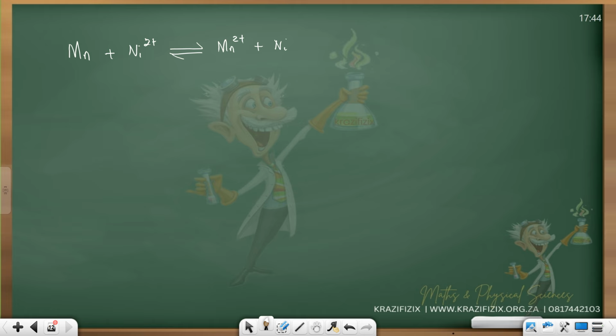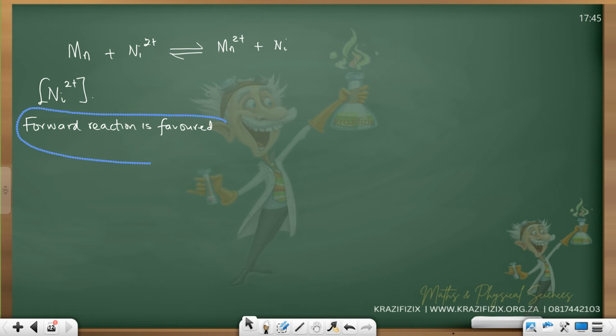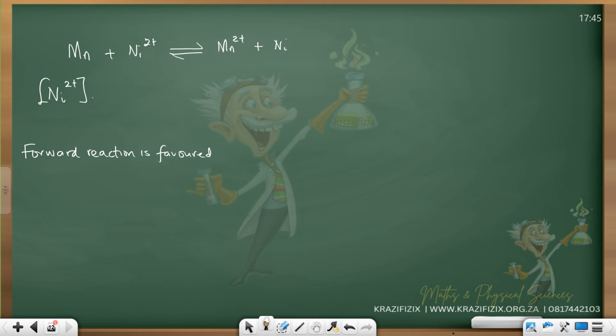So check. If Ni2+ concentration increases, the system automatically detects that there's more. So it will want to use it up. And in using that up, the forward reaction will be favored because we are using it. So forward reaction is favored. Or we can start with equilibrium shifts to the right.